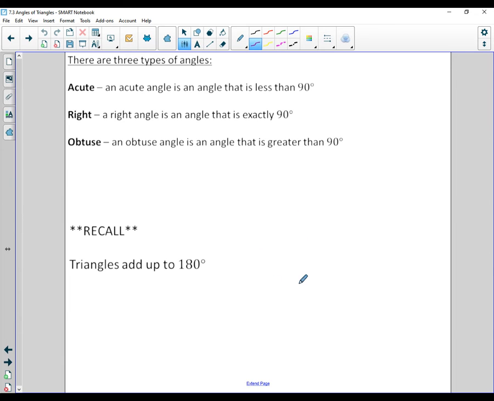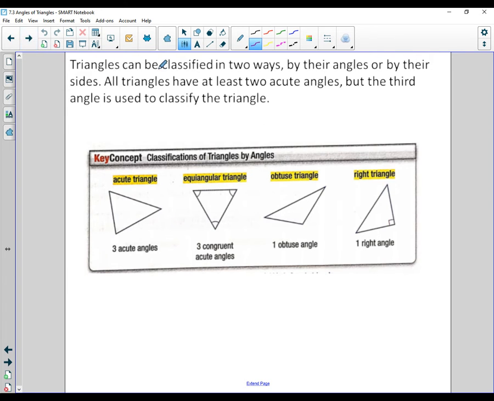So all triangles are going to have three angles every single time, no matter what kind of triangle it is. It's going to add up to 180 degrees. So, triangles can be classified in two ways, by their angles or by their sides. All triangles have at least two acute angles, but the third angle is used to classify the triangle.